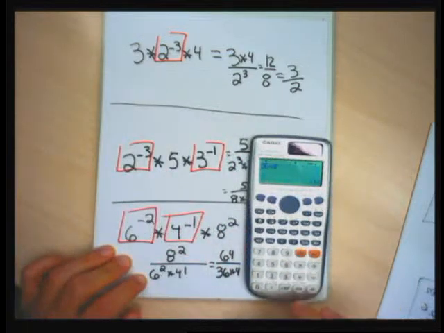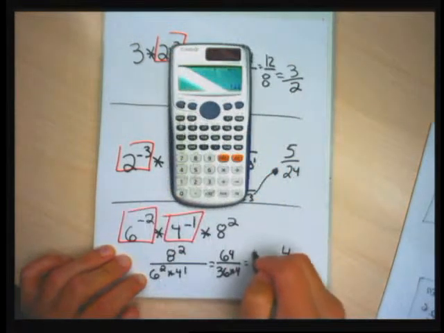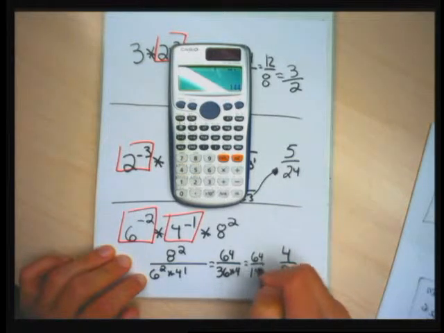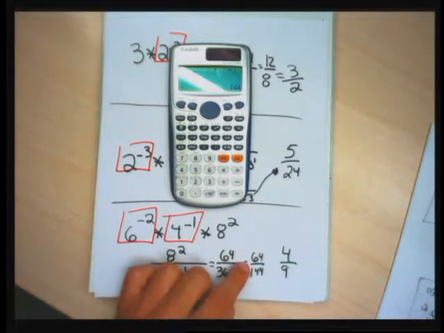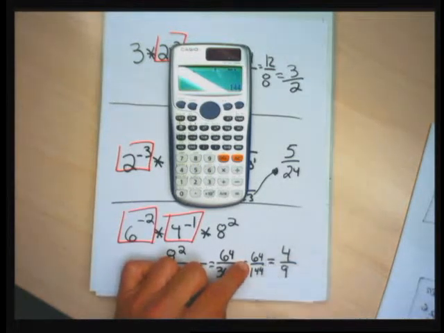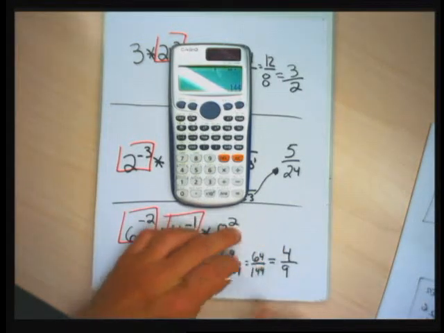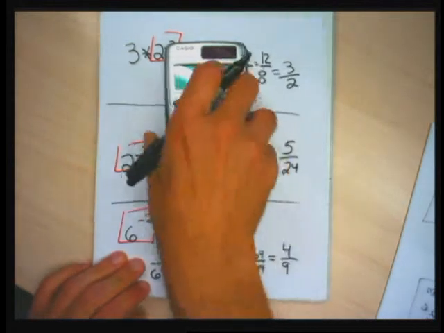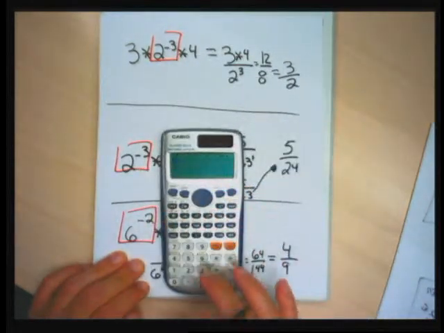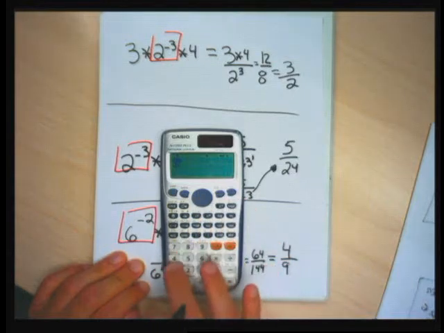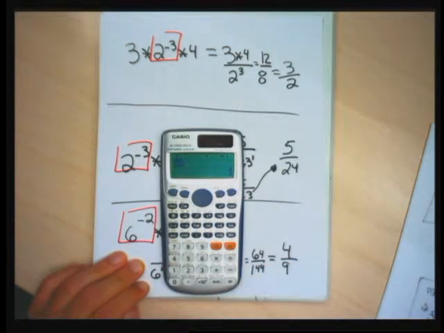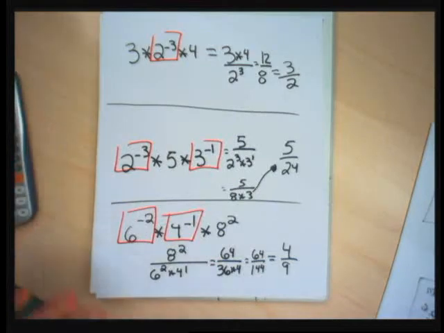36 times 4 in the denominator is 144, so this comes out to be 64/144. Apparently that reduces by 16. I'm not going to attempt to reduce that by 16, but 64 divided by 16 is 4. 144 divided by 16 is 9. If I did 64/144 on my calculator, I'd still get that 4/9.